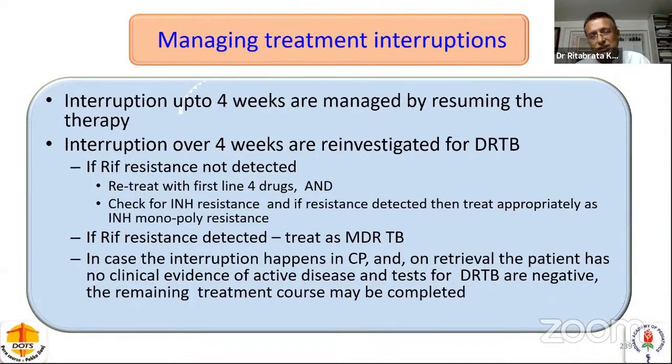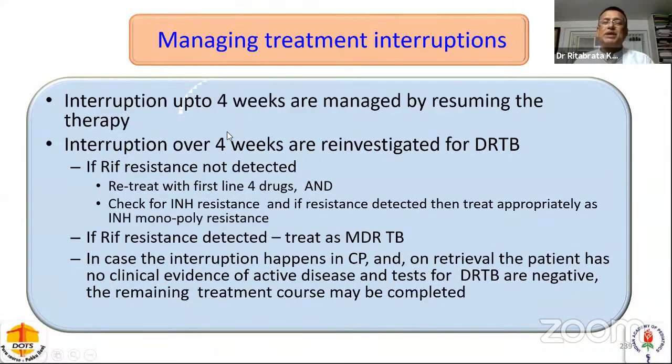type 1 line probe assay. And if resistance is detected to INH, while rifampicin resistance is not there, then we give a special therapy which is known as INH mono or polyresistant therapy, which we will be dealing with when we deal with drug-resistant TB. So this is what happens if rifampicin resistance is not detected. And if rifampicin resistance is detected in a child who has interruption for more than 4 weeks, then he will be treated as multi-drug resistant TB.